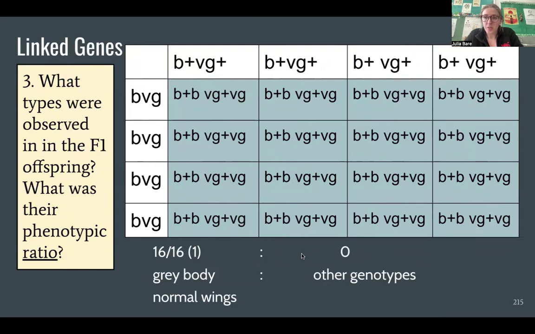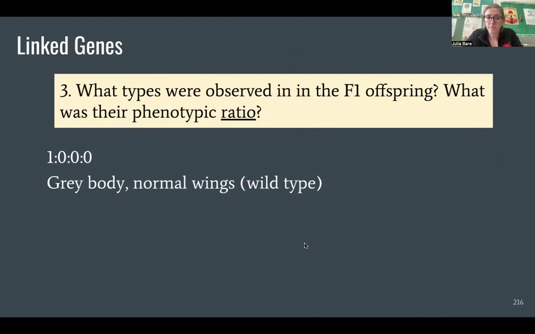Did you get 1 to 0? Because 1 to 0 would be the correct answer. 16 out of 16 possible genetic combinations gave you all the same possible offspring. And so the ratio would be 1 to 0 for the other genotypes. 1 to 0 to 0 to 0, because there are technically 4 different possible phenotypes. Okay.